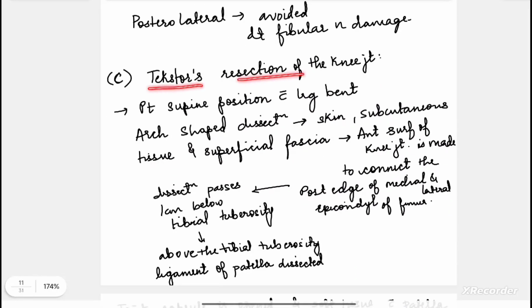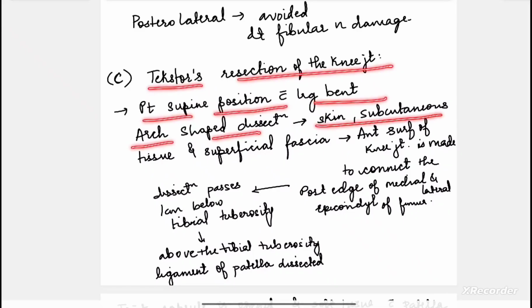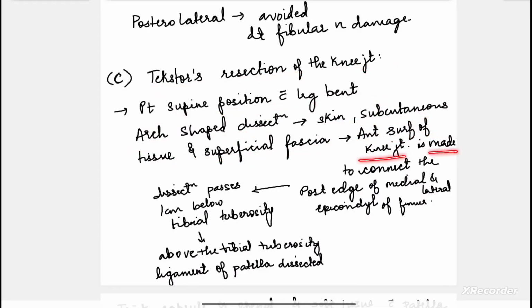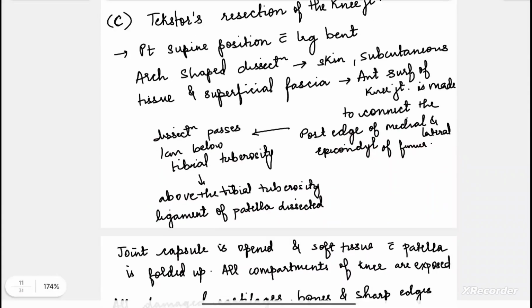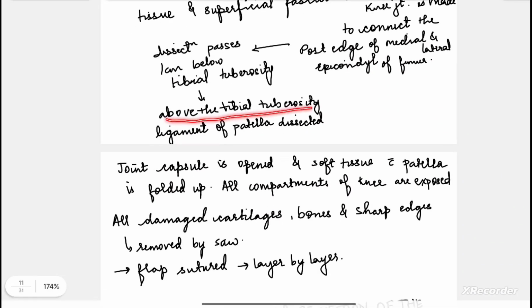Textor's resection of the knee joint. Patient is in supine position with the leg bent. Arc-shaped dissection is done. Skin, subcutaneous tissue and superficial fascia is dissected. Anterior surface of the knee joint is made to connect the posterior edge of the medial and lateral epicondyle of the femur. Dissection passes 1 cm below the tibial tuberosity. Above the tibial tuberosity, ligament of the patella is dissected.